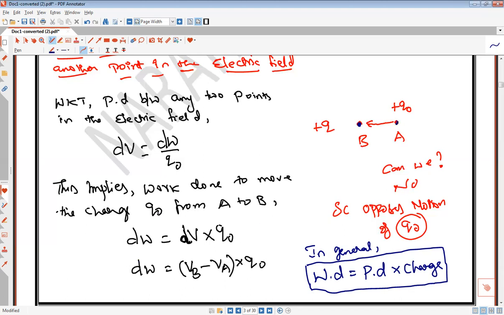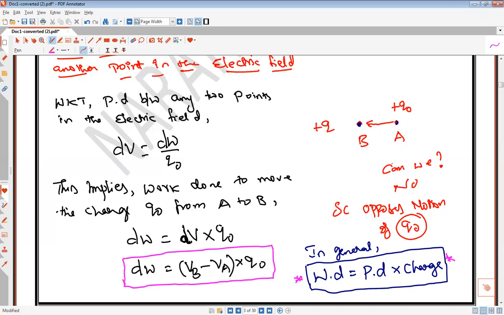So this is the general formula for work done to move a charge from one point to another point in the electric field. Remember this formula, we'll be using this formula again and again. Just remember this general formula. Work done is equal to potential difference into charge, right?